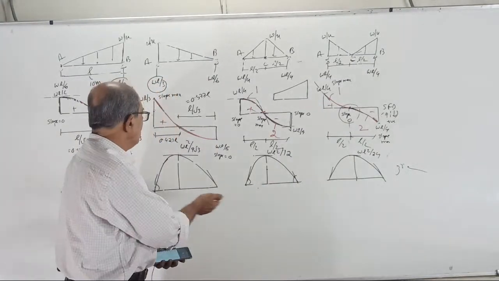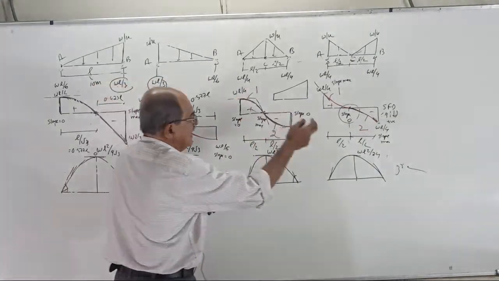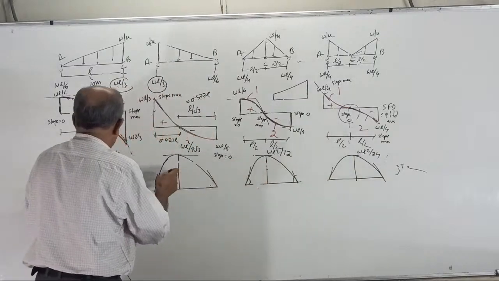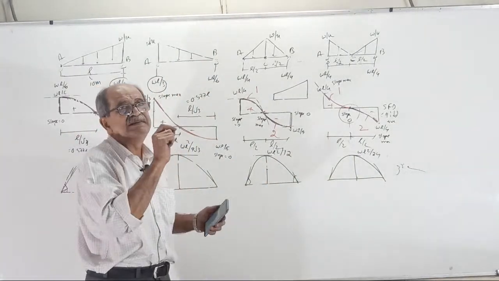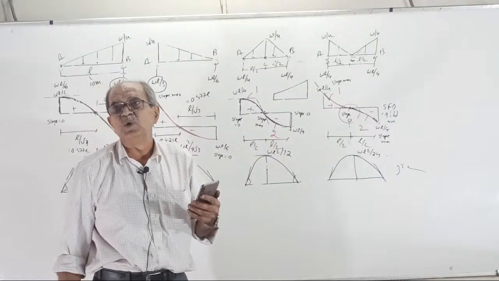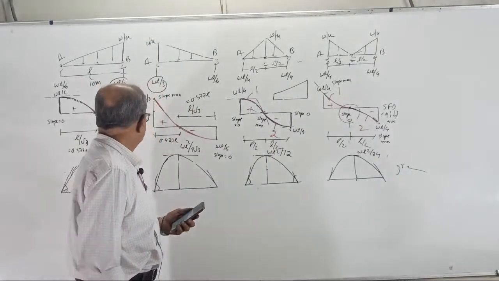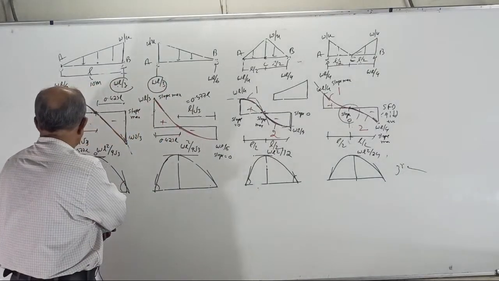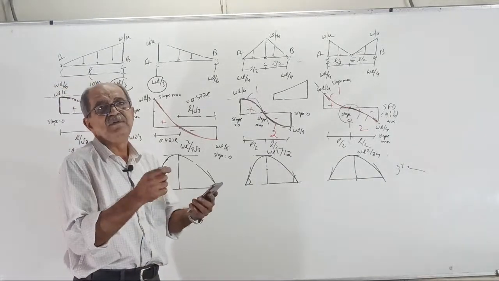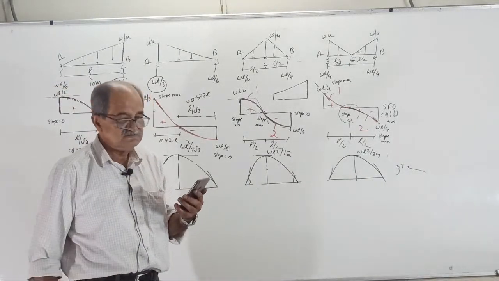Correct? All the 4 BMD are the same. Only thing is what? Here maximum at center, here maximum not at center, slightly shifted to that side where intensity is more. That is around 7%. 8%? 0.57, sorry. Around 7% more length from center, it will shift to that side.